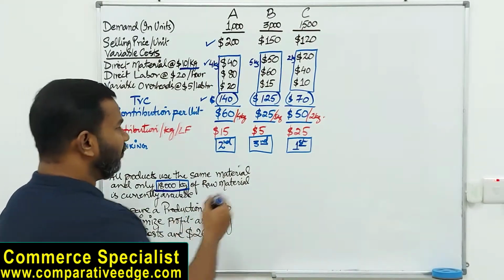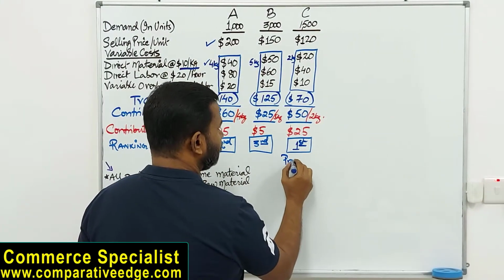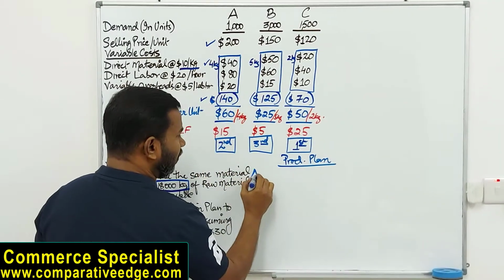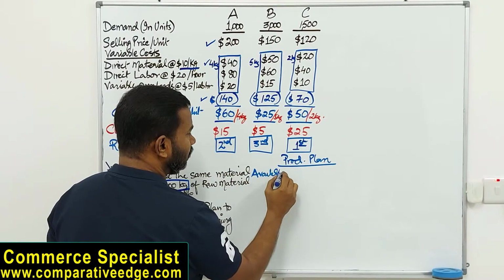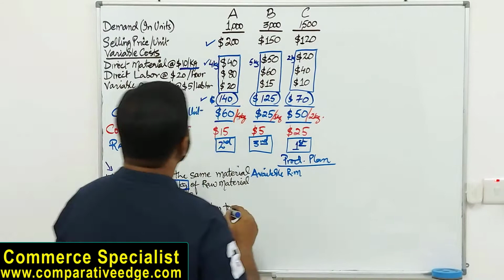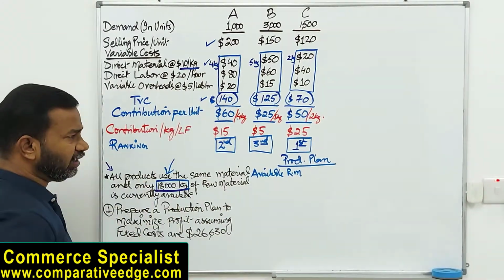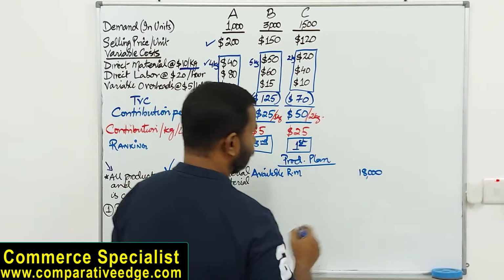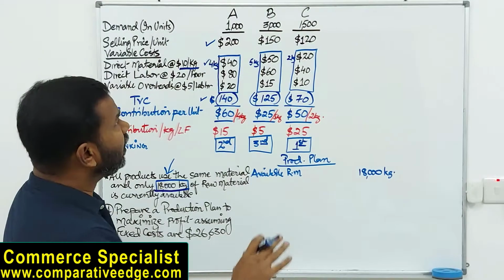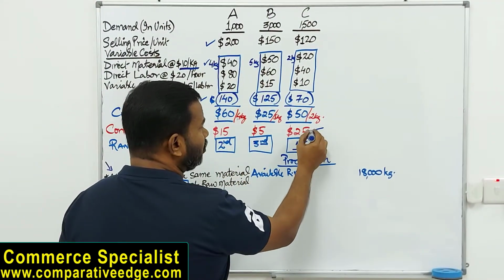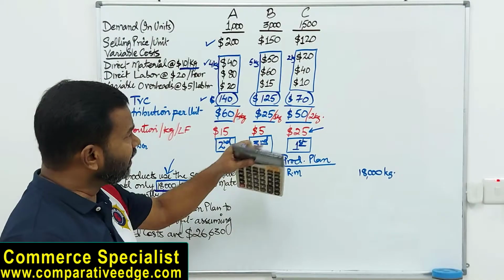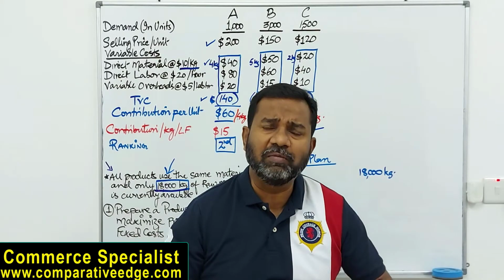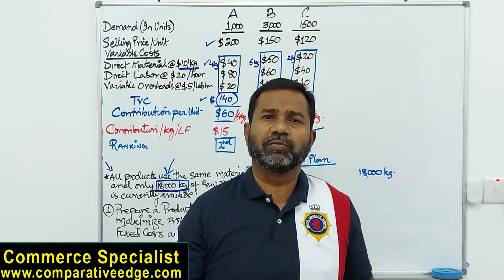Okay, so if I make the production plan here, first of all, I'm going to write available raw material, which the question says as 18,000 kilograms. So I'm writing here 18,000 kilograms. My first priority is product C because it gives me maximum contribution per kilogram of raw material. So I'm going to make this first. How much? It's not whatever raw material I have, I'll use all the raw material to make product C.